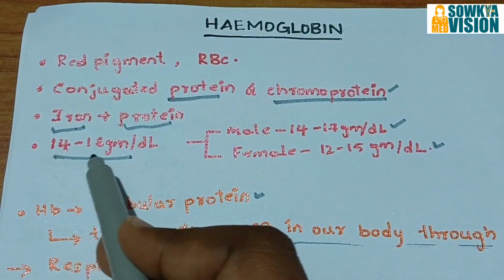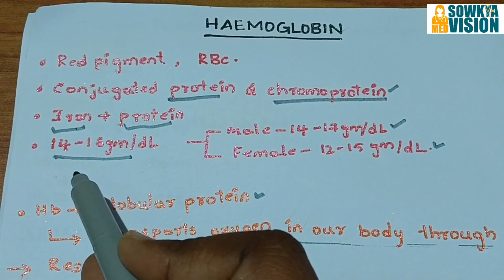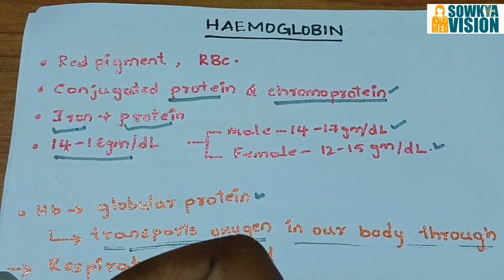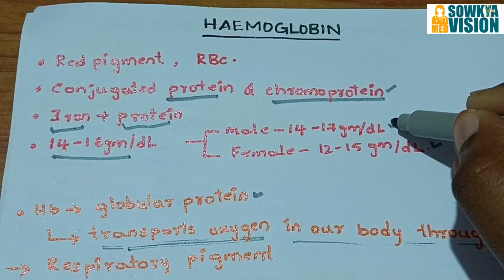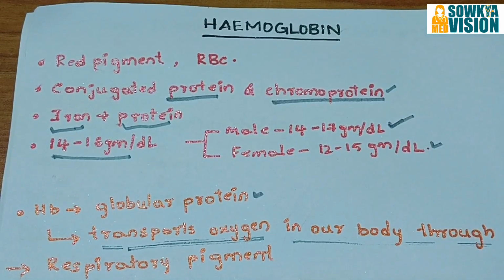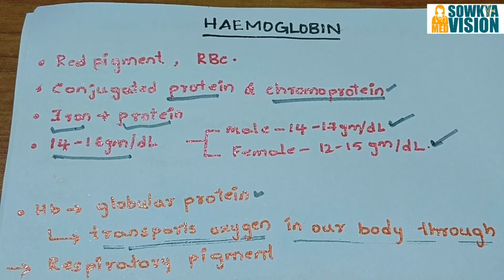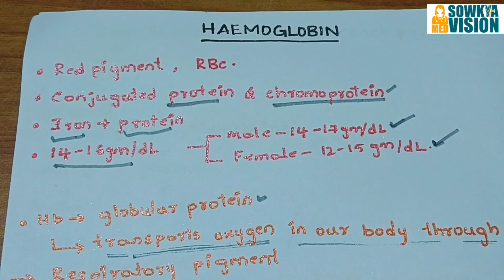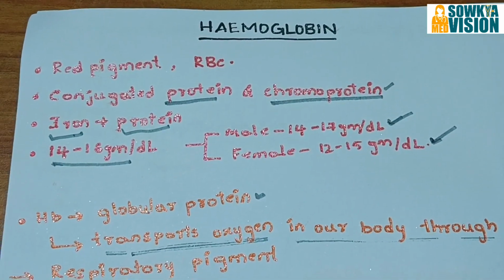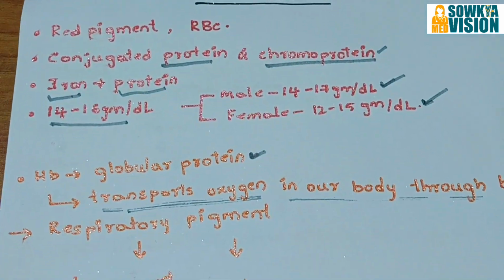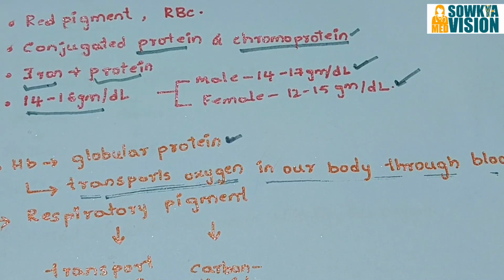What is the normal value in the adult human? It is about 14 to 16 grams per deciliter of blood. In males, it is about 14 to 17 grams per deciliter, whereas in women, it is about 12 to 15 grams per deciliter of blood. Hemoglobin is a globular protein which helps in the transport of oxygen in our body through blood.